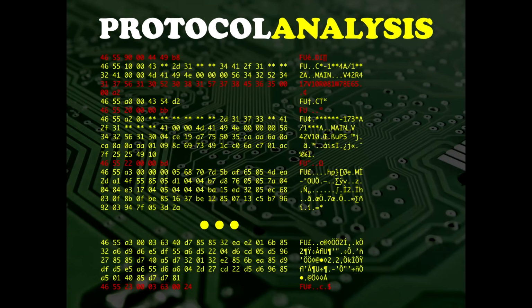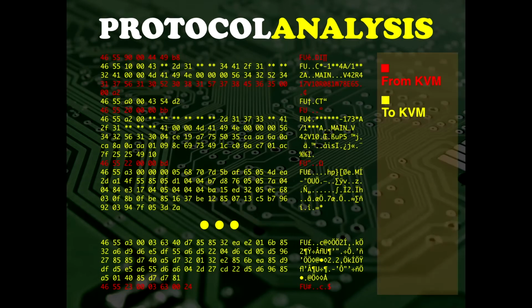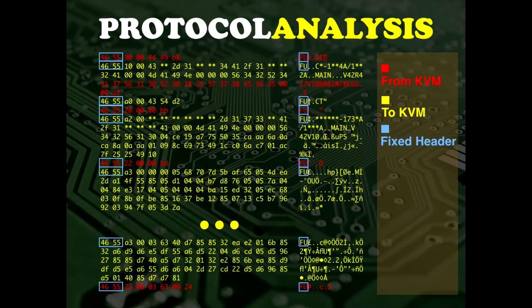Now let's analyze this together, just very quickly. The first thing we see here is that there are 2 types of messages. The red messages are from the KVM, and the yellow messages are sent to the KVM over the serial cable. The first thing we notice is that each of these messages has some kind of fixed header. The hex value of it is 4655, which is the ASCII representation of FU. All right, so is anybody trying to tell us something here, FU? Well, yes, actually they are trying to tell us something, and that something is firmware upgrade.